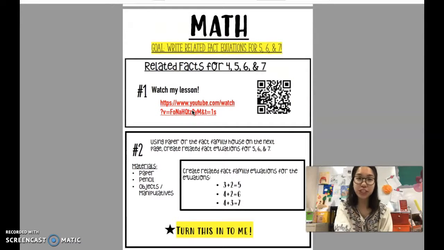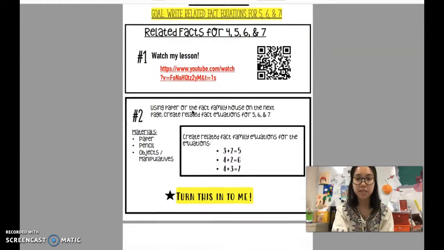Math, we're starting something new, but I don't think it's anything they haven't seen before. We're starting related facts, also known as fact families or number bonds. We'll be doing that for 4, 5, 6, and 7. I did the lesson for you guys, you can follow that link, and I did it with the number 4. So it's your job to find 5, 6, and 7, and that's what you'll turn in to me.